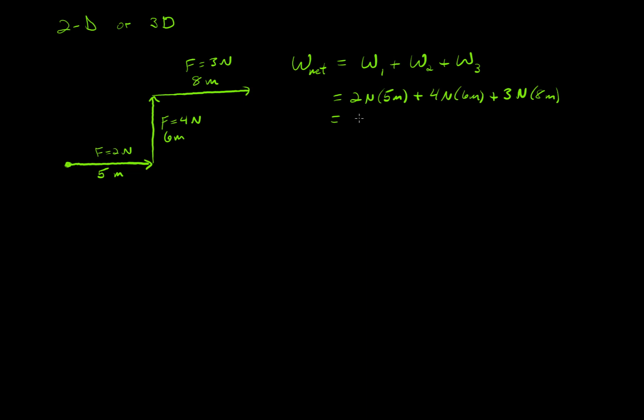So we get 10 joules plus, I'm sorry, 24. I don't know what I'm thinking. It's getting late. Can't think. 24 joules plus 24 again, right? If I messed up the math, oh well. Anyway, then we just add those up. 24 and 24 is 48, and 10 is 58. So we get 58 joules of total work.